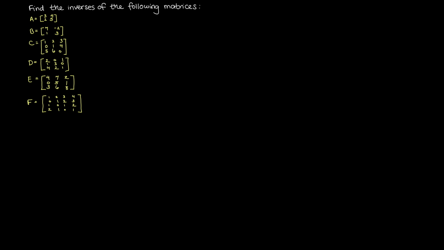We are asked to find the inverses of the following matrices. Let's recall that the inverse of a matrix can be found in multiple ways. So for a 2 by 2 matrix, which would be these two, with 2 rows and 2 columns, we can use the following formula. The formula is as follows.